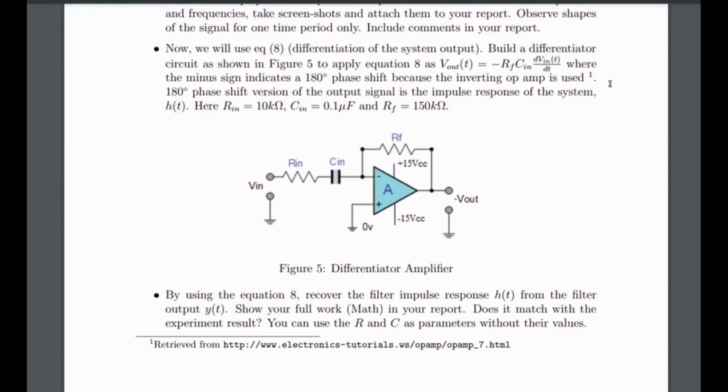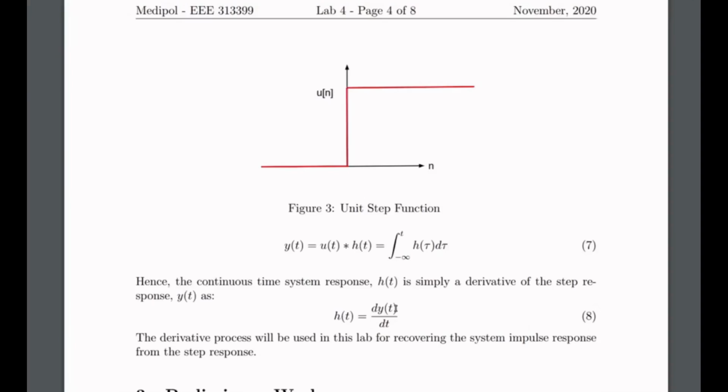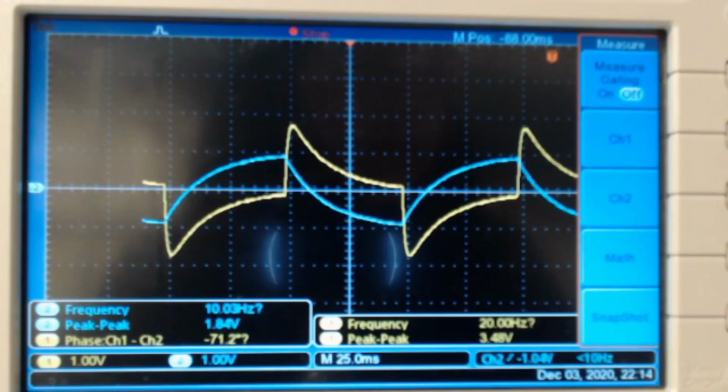After that, using the equation, you need to get the h(t). Here, y_d is the output of the RC circuit, which is the blue one. You can write it mathematically, and then you differentiate this function and you will get some expression. This expression should match this yellow curve. So that's it for this lab.